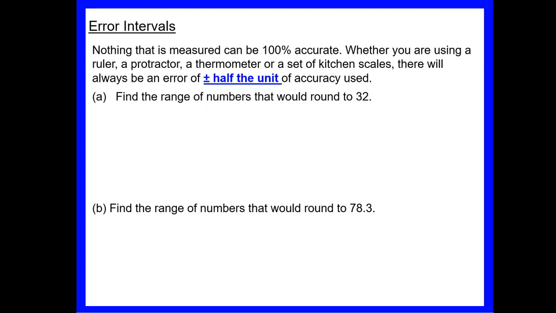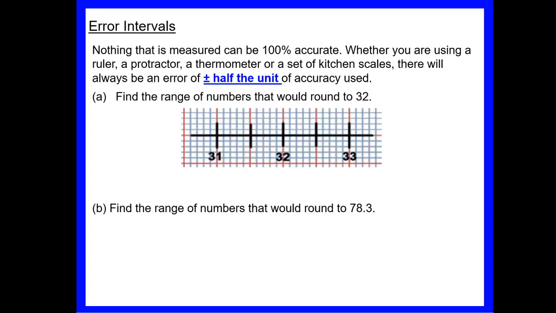Okay, so we're now going to move on to look at maximum and minimum values, and we're going to start by looking at error intervals. As it says, nothing can be measured to 100% accuracy. So whether you're using your ruler, your protractor, thermometer, kitchen scales, there will always be an error of plus or minus half the unit of accuracy that you've used. So we're going to find the range of numbers that would round to 32. We've got a little chart here, there's 32 in the middle, and we've got 31, 31.5, 32, 32.5, and 33. Remember, it's plus or minus half the unit of accuracy. If we're looking at 32, that's to the nearest whole number, so half of the unit of accuracy is half of 1, which is a half. So we're going half a unit each side.